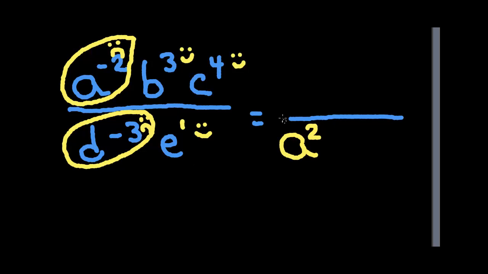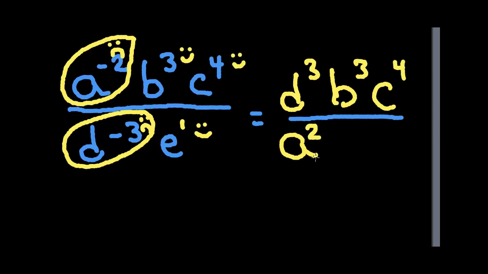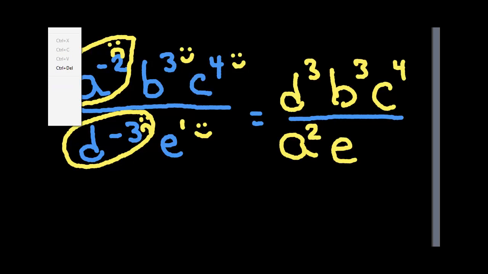The D also wants to move, so he moves from the bottom floor to the top floor, and now his exponent changes from a negative to a positive. The B was already a positive exponent, so he was happy, and the C was positive, so he was happy, and the E was positive, so he was happy. So now all the exponents are positive, and the problem is complete. So let's try a different one.